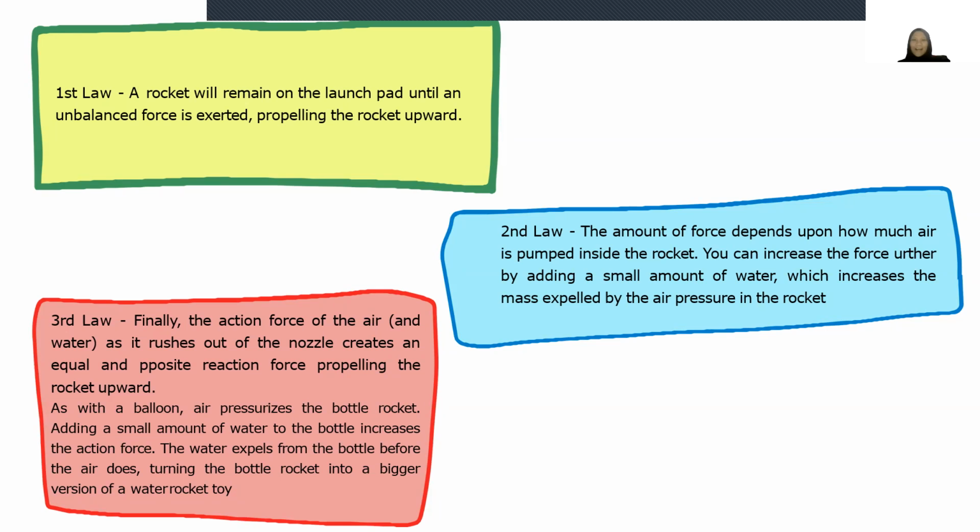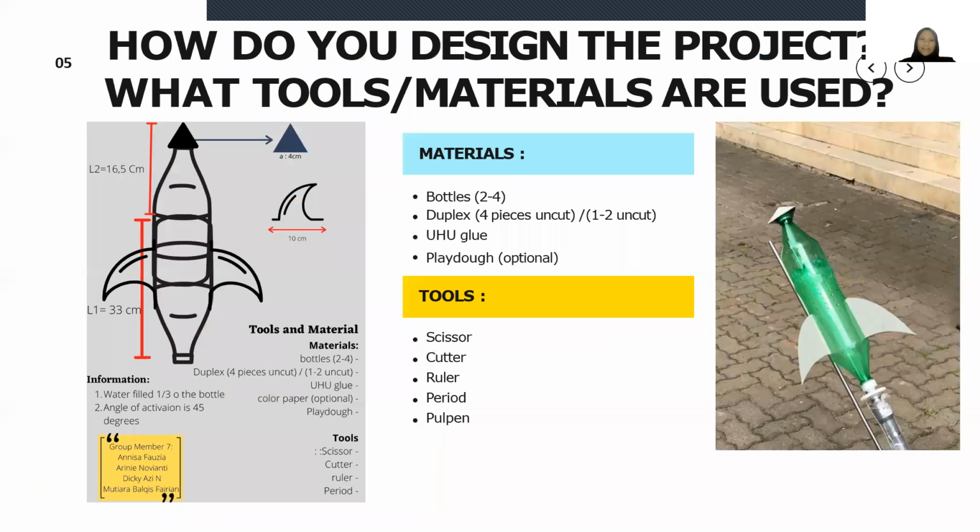Okay, thank you, Dicky. Next, we will explain by Kuni. Okay, thank you, Balqis. So the material and tools we need to design the rocket is bottles, four bottles, and duplex, uhu glue, and play-dohs. And the tools is scissor, cutter, plural, period, and ball pen. And I will show you the video.